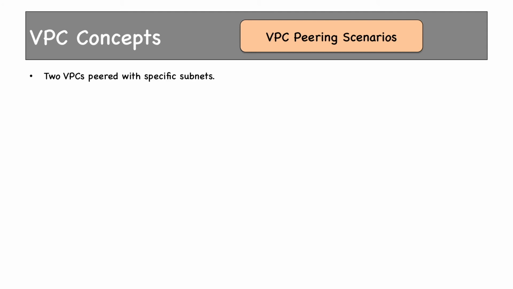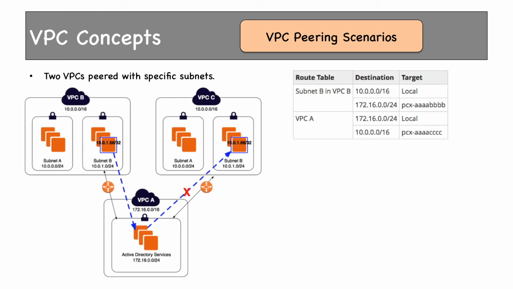Two VPCs peered with specific subnets. VPC A is peered with VPC B and C. VPC B and C have matching CIDR blocks and their subnets also have matching CIDR ranges. The route table for subnet B in VPC B points to the VPC peering connection between A and B to access VPC A's subnet. The VPC A route table is configured to send 10.0.0.0/16 traffic to the peering connection between A and C.